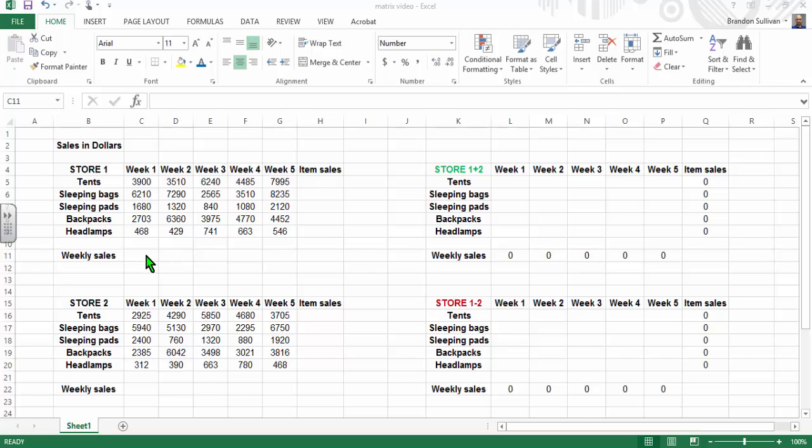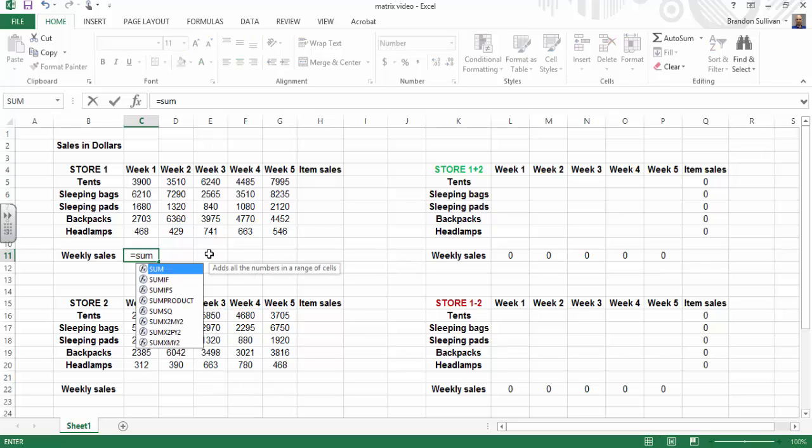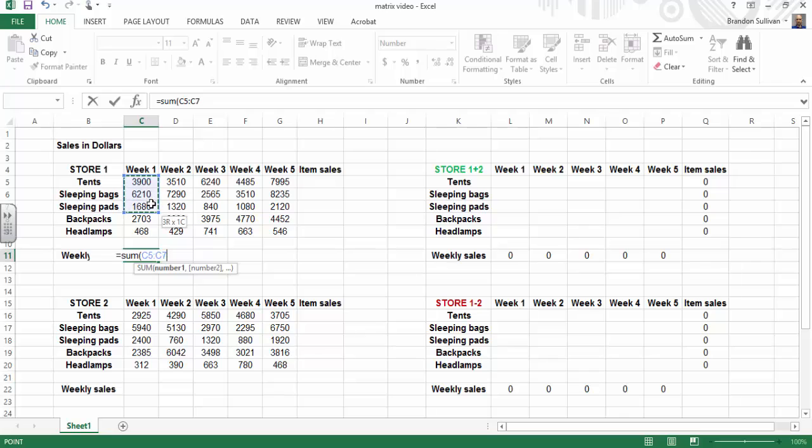To do that, we can write a formula: equal the sum, open parentheses, of the amount of tents, sleeping bags, pads, backpacks, and headlamps sold within that first week. Close the parentheses and hit enter. And you can see that value now appears here.